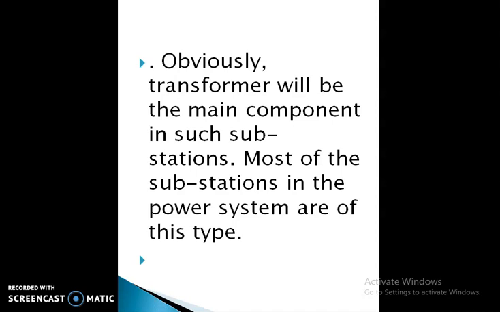The main important component is nothing but the transformer. In all the substations, the transformer must be a primary device. In some cases it may step up, in some cases it may step down.